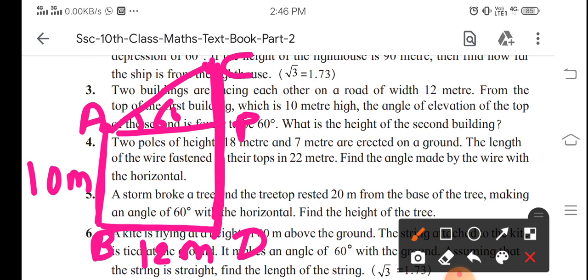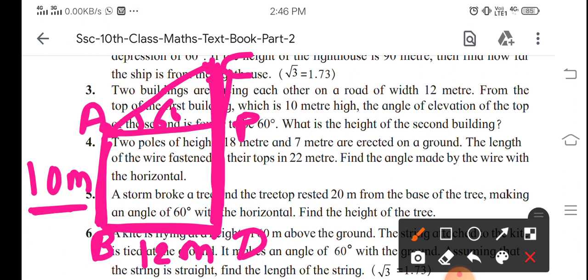I think this is clear. See, two buildings, this is AB and CD. The first building is AB, and they are facing each other. The road width is 12 meters, that is BD, and the height of AB is 10 meters, right? And the angle of elevation is from the top of the first building to the top of the second building. So we have to find the height of this CD.